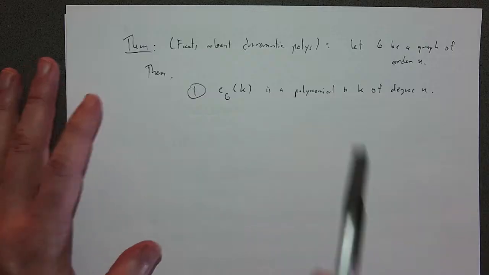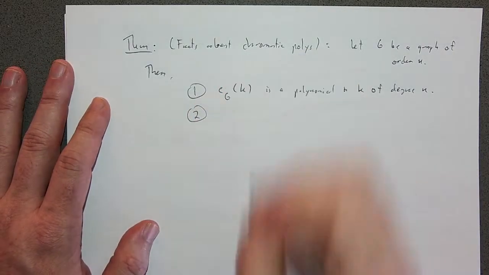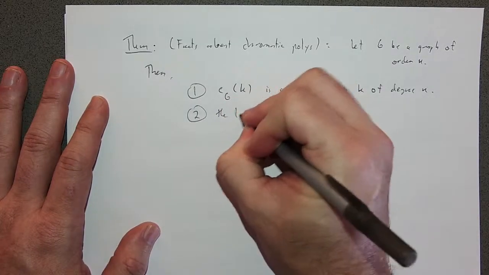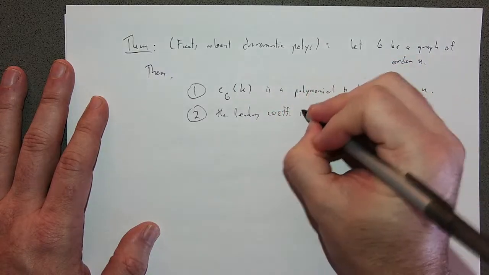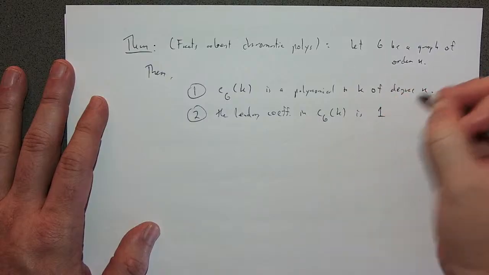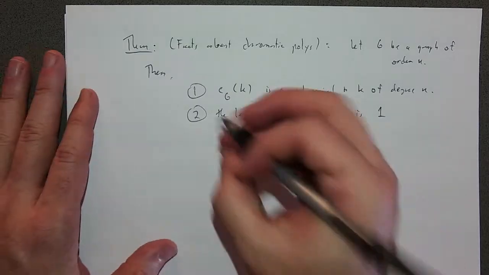So this is a polynomial in k of degree n. That always works in this way. The leading coefficient is 1. Again, that's because there's only one of those various graphs that remains uncollapsed, right? There's only one of those that doesn't get hit with a collapse at some point.